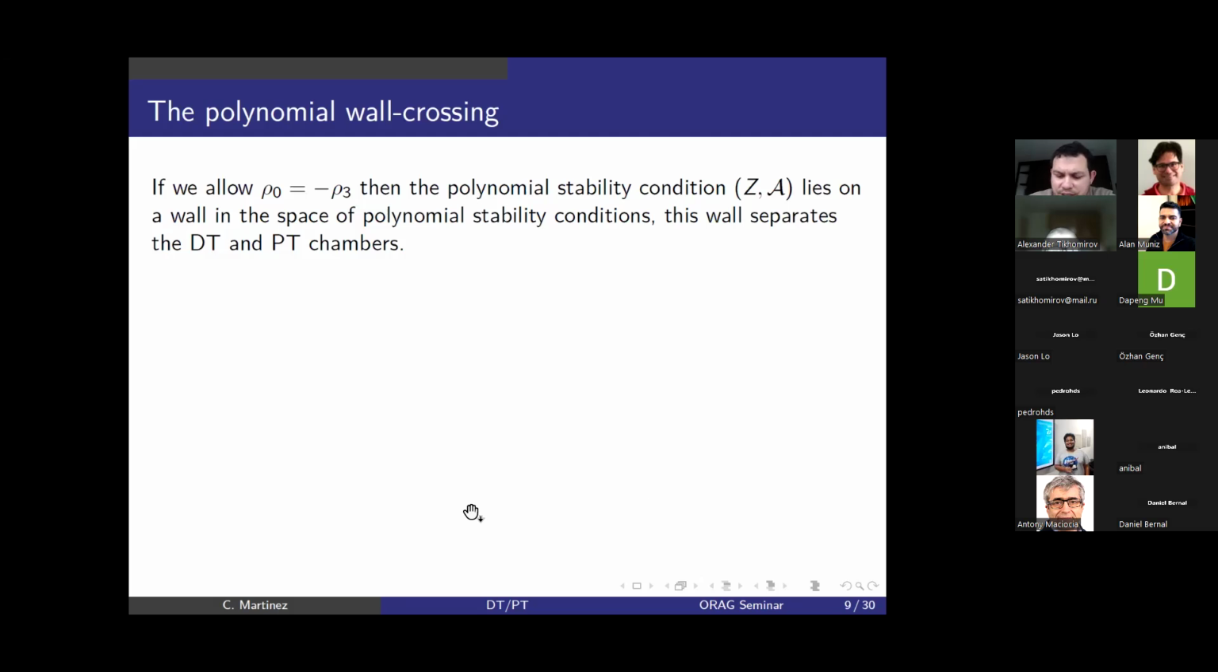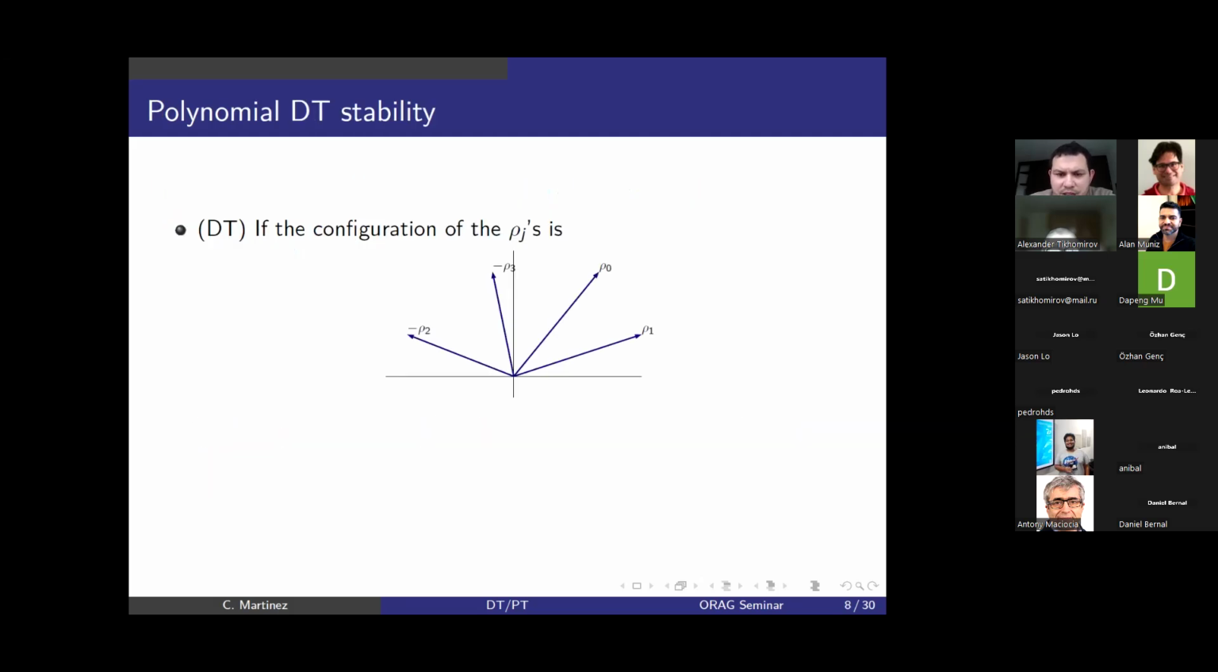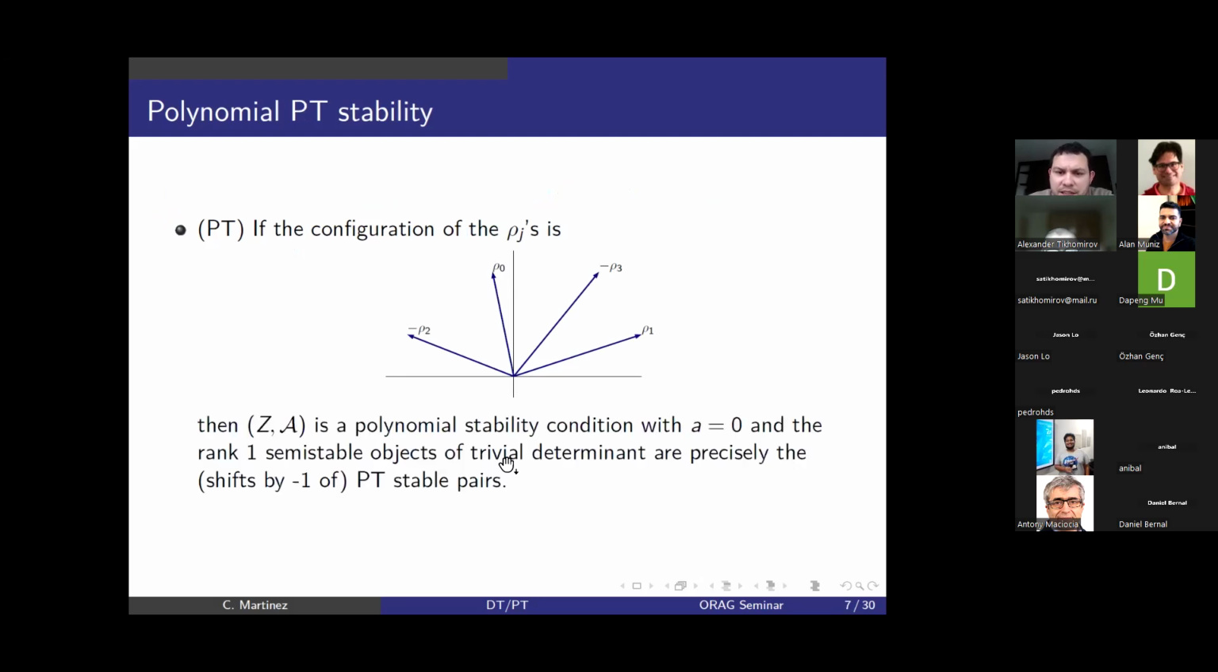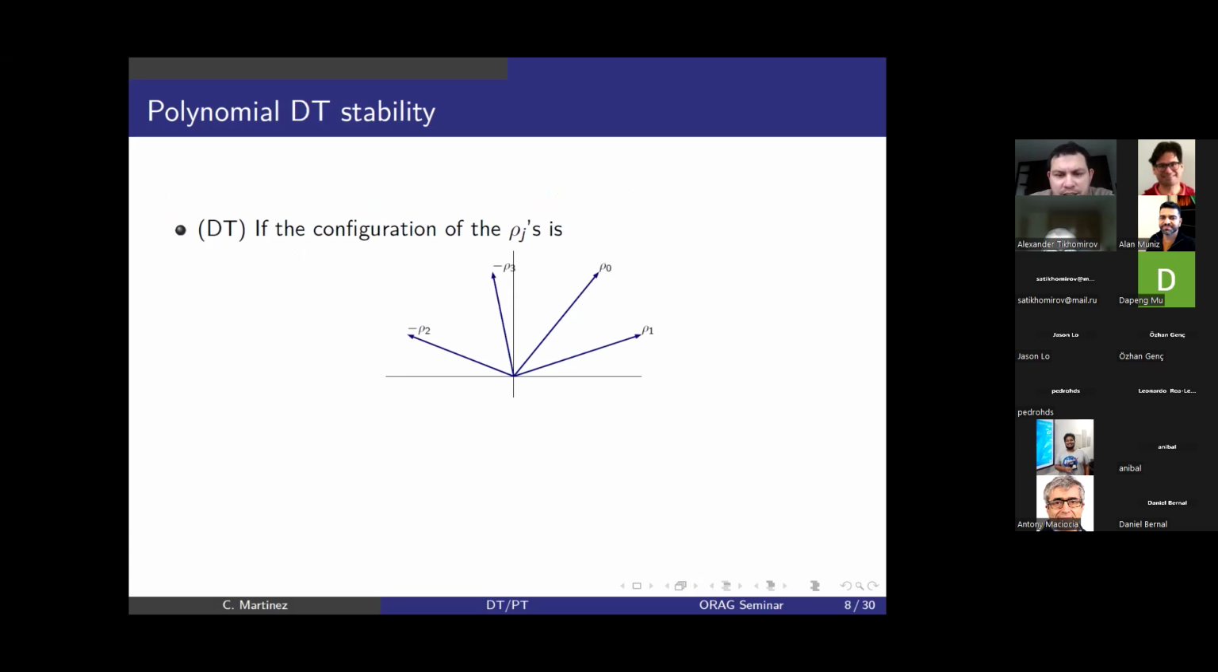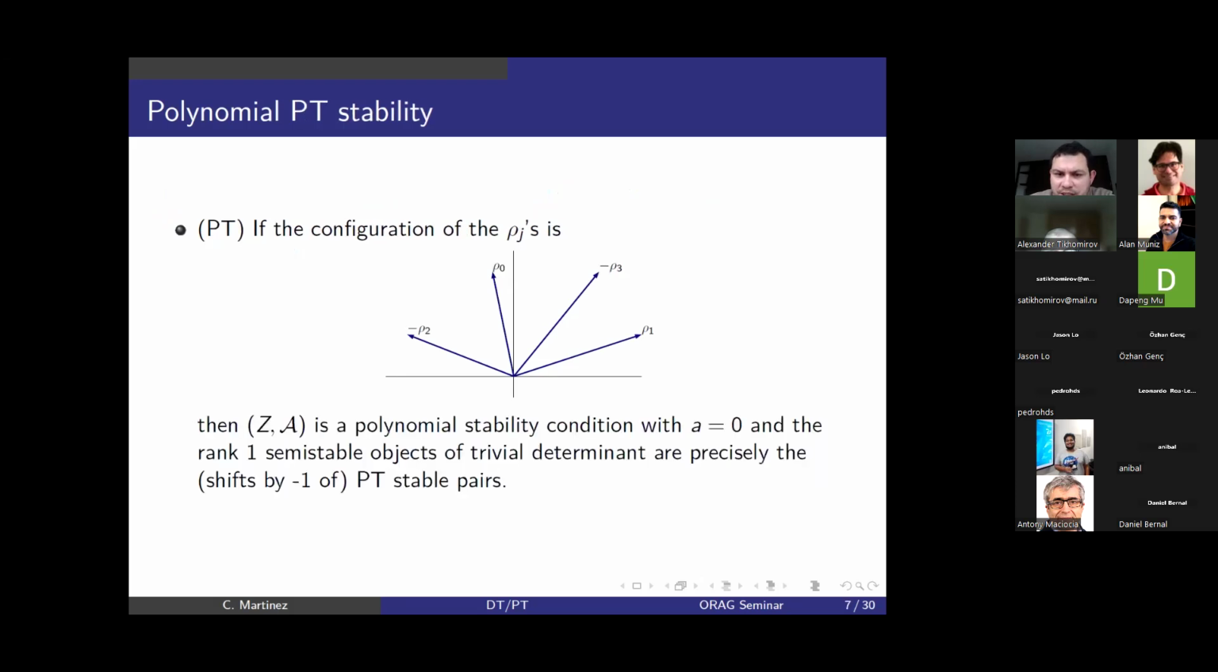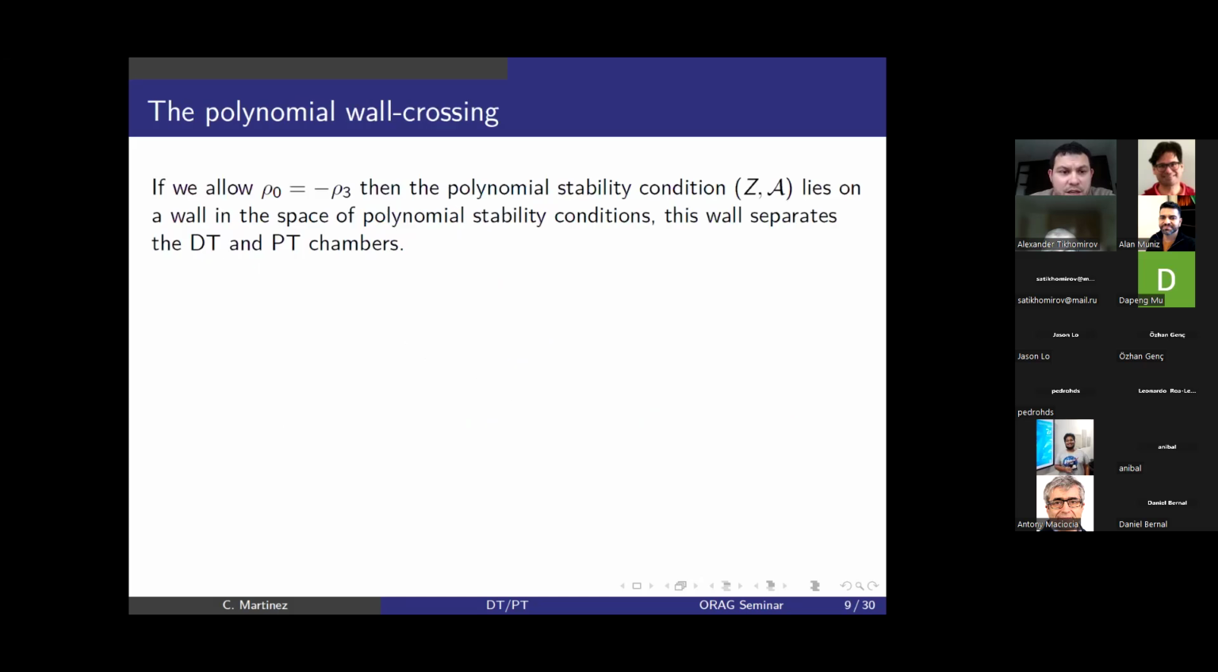And then we can do this thing. What happens if we have the DT and the PT? We can think that this rho 0 can approach this minus rho 3. If they start to move towards each other, then at some point before moving from PT to DT, they have to coincide, and this is actually a wall. So if we allow rho 0 to be equal to minus rho 3, then the polynomial stability condition Z_A corresponding to this polynomial central charge that we define lies on a wall in the space of polynomial stability conditions. And this wall separates what we call these DT and PT chambers.